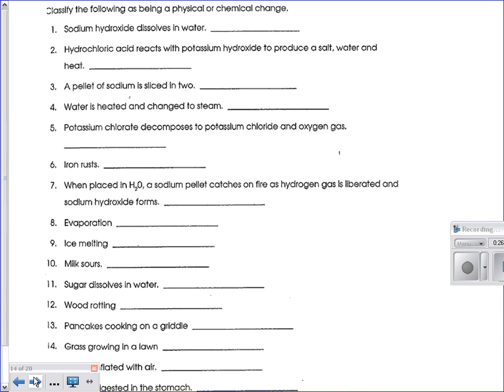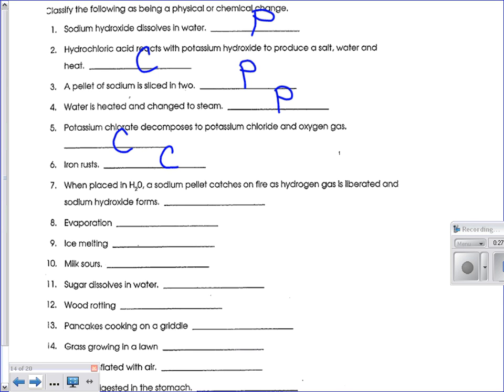Then we move on into thinking about those actual changes, not just the properties. So first one, sodium hydroxide dissolves in water. Physical. Hydrochloric acid reacts with potassium hydroxide to produce salt water and heat. Chemical. Pellet of sodium is sliced in two. Physical. Water is heated and changed to steam. Physical. Potassium chlorate decomposes to be potassium chloride and oxygen. Chemical. You can see a reaction's going on. Iron rusts. Chemical because it's reacting with the oxygen in the air.